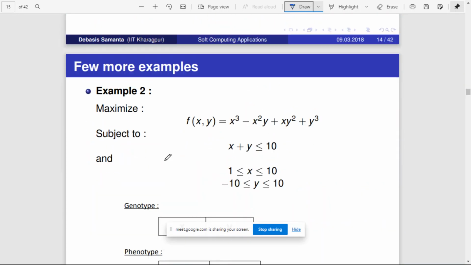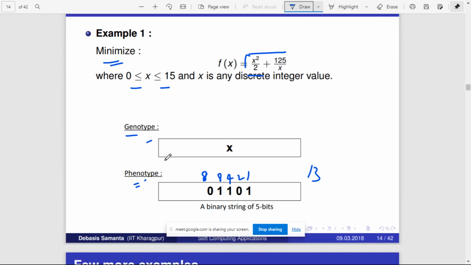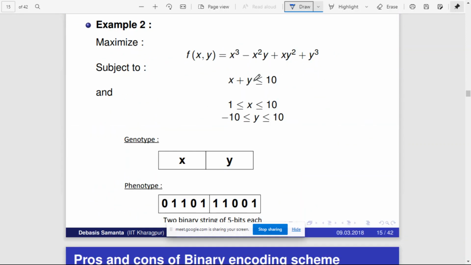So here in this case there is only one variable, but it is not always that the equation should have only one variable. It may have more than one variable also. For example, if you see this equation here, it says maximize this equation. So now you have to identify two values, x and y, such that this function will return a maximum value, right?